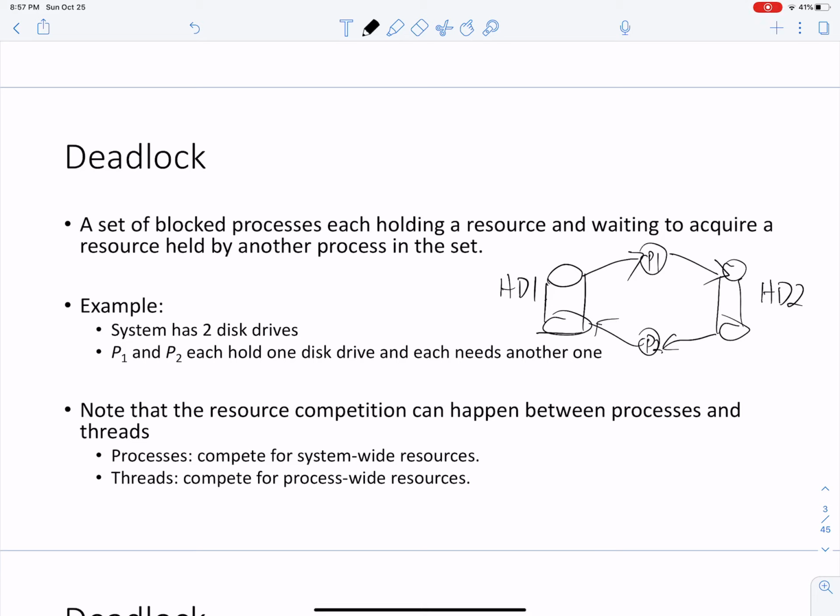So in this case, none of them is going to release the hard drive that they are currently holding, and none of them can grab the additional hard drive that they ask for. So they are going to enter a deadlock, meaning that no process can really run. And this is really bad for operating systems.